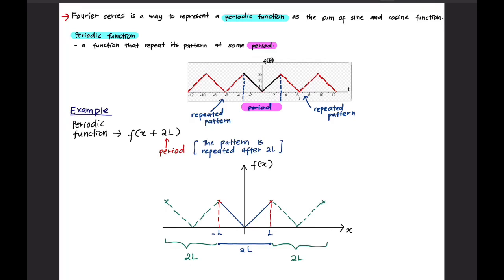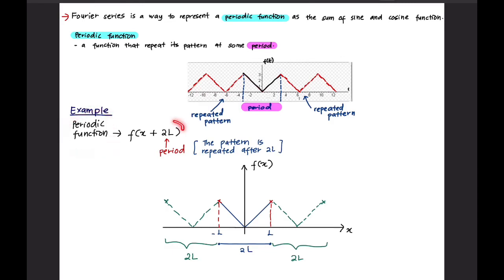We have this graph of a periodic function. At some period, this period, the graph is repeated. Look at it. This is the period and the graph is repeated like this one. It's the same for this one. After some period, the graph is repeated.